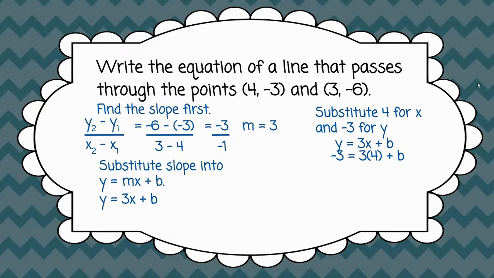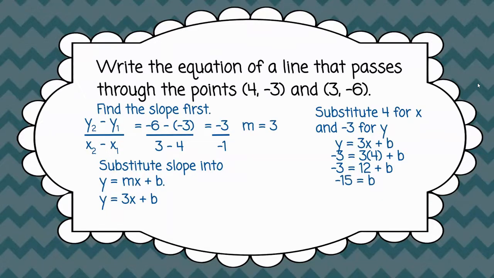So instead of 3 times x, now I have 3 times 4. And we're going to go ahead and multiply. 3 times 4 would give me 12. Now, if you subtract 12 from both sides of the equation, you're going to get that b equals -15.